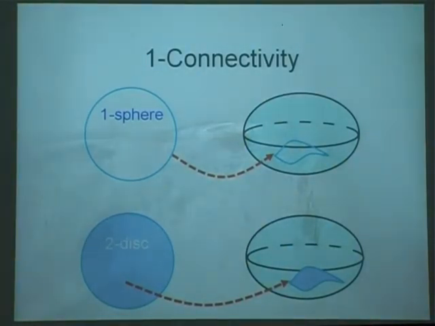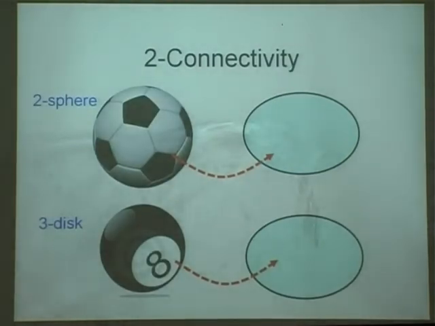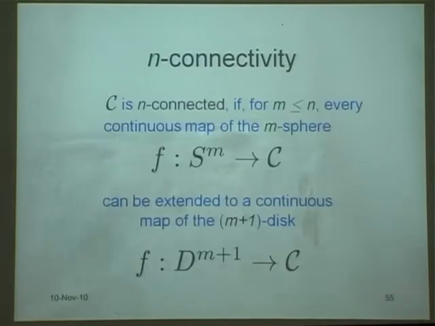So I can take a one sphere, a loop of string, and if any continuous map of that into the complex can be extended to a map of the two-dimensional disk, then we'll call that one connected. And of course, here's an example of something that's not one connected, because it has a hole, and there's no way you can fill in the interior of this map, because this hole here is a kind of obstruction. In 2 dimensions, we have a hollow sphere mapped into a space. We can fill it into a solid ball, and so on.